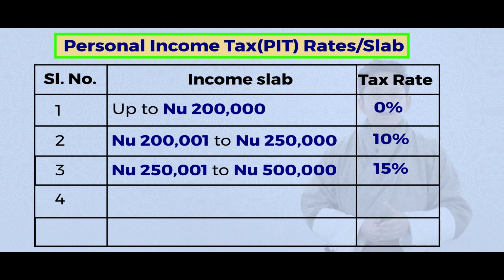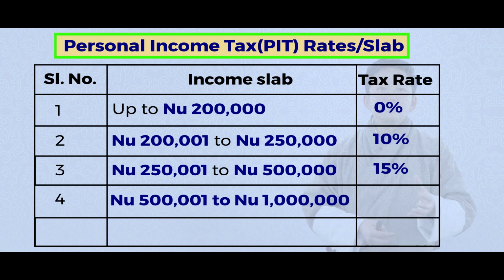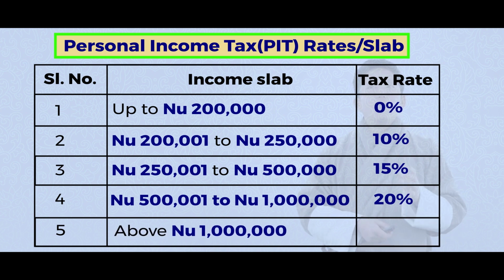And in the fourth slab, if your total income is Nu 500,001 to Nu 1 million, then you have to pay a tax rate of 20%. And if your income is above Nu 1 million, then you have to pay a tax of 25%. Remember this tax slab, as per this rate we have to pay the tax.